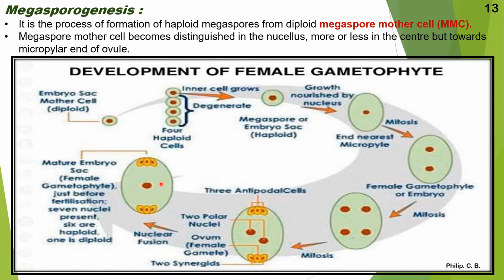So you can see here the mature embryo sac, that is the female gametophyte, just before fertilization: 7 cells present, 6 are haploid, 1 is diploid. So 1 towards the center, 2 polar nuclei, they are present in the center. That is, it is a cell with the 2 nuclei. Clear? So now learning the points becomes easier.